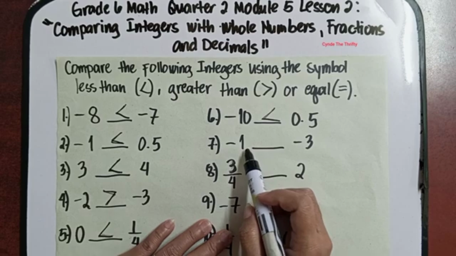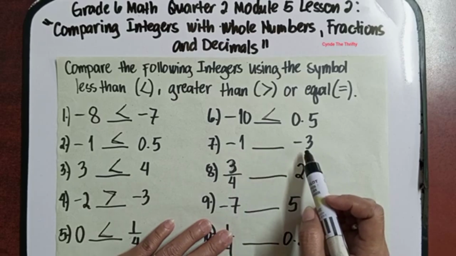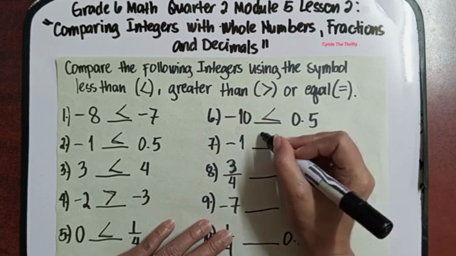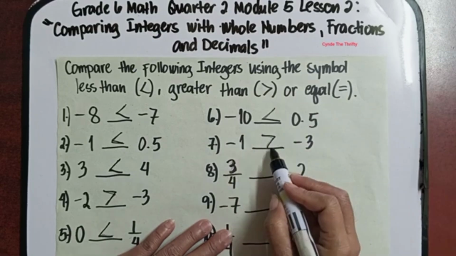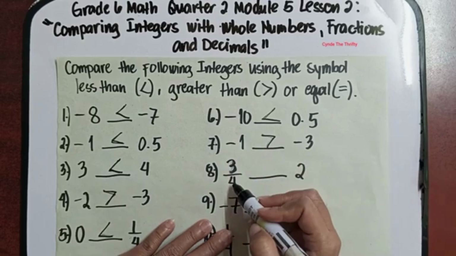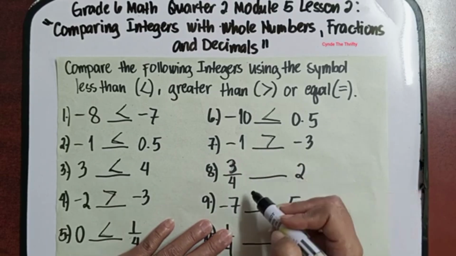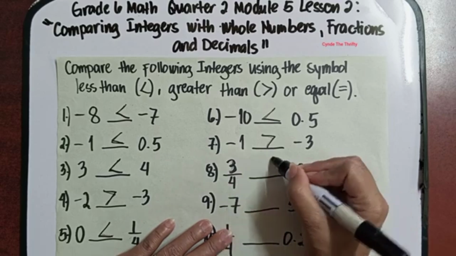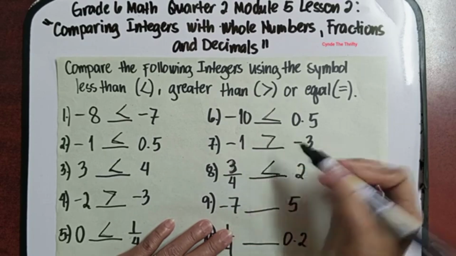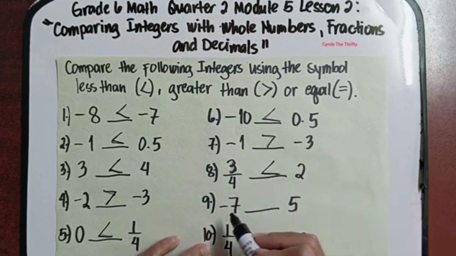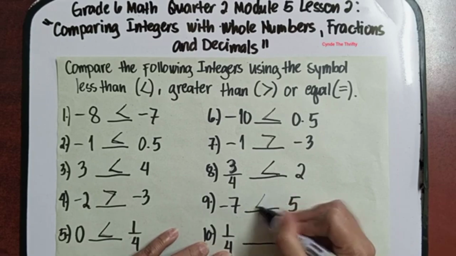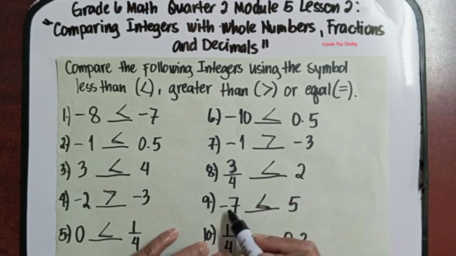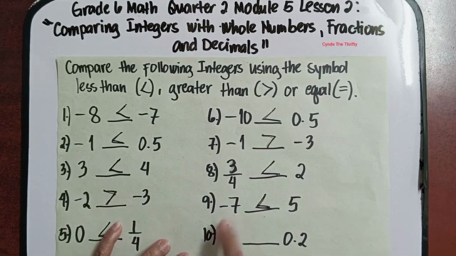Next, negative 1 to negative 3. Which one has the greater value? Negative 1, because it is close to 0. So, greater than. There, we now have a greater than. Negative 1 is greater than negative 3. And then 3/4 compared to 2. Which one is greater? 2. So 3/4 is less than 2. And negative 7 to 5, of course, negative to positive, it is less than, because the value of negative integers is really smaller, even if 7 is larger than 5. Because it is negative, its value is small.